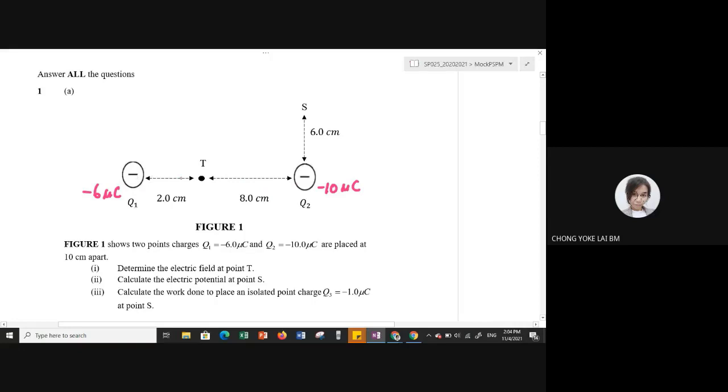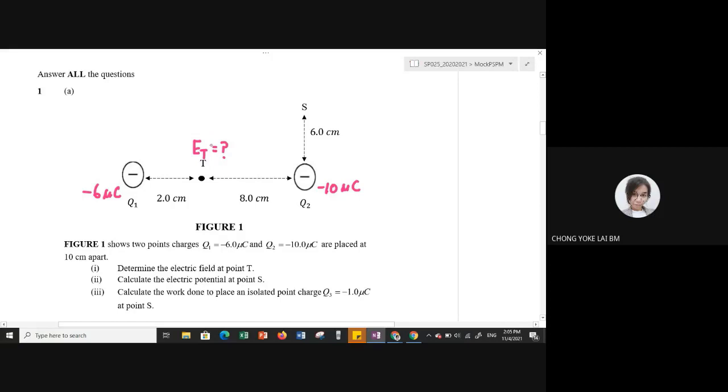Q1 is 2 cm from point T. Q2 is 8 cm from point T. So we want to determine the electric field at point T. So we want to find how much the electric field is at point T. We understand that each charge will create an electric field. So how do we calculate the electric field at point T?